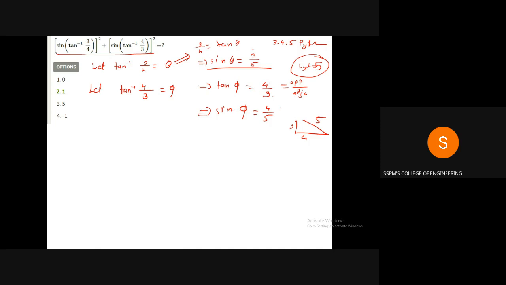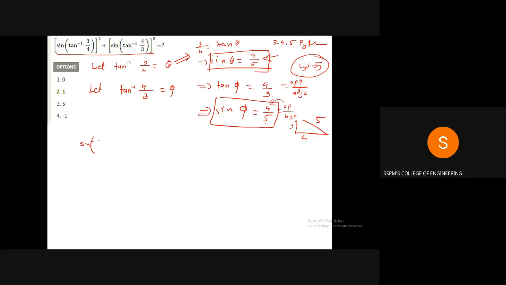So sin phi is equal to what? It is opposite upon hypotenuse. Hypotenuse is 5, opposite is 4. A similar procedure is used here, and sin theta is equal to 3 by 5. So we have sin phi is equal to 4 by 5, and sin theta is equal to 3 by 5. Now, what is given again?